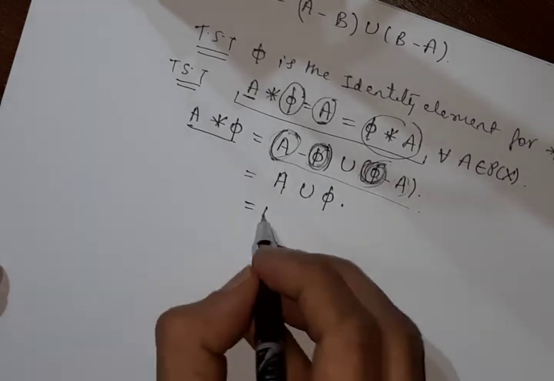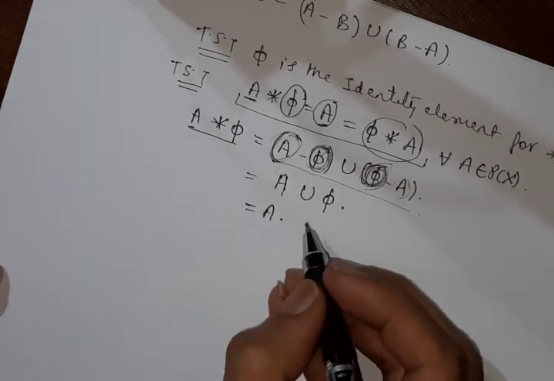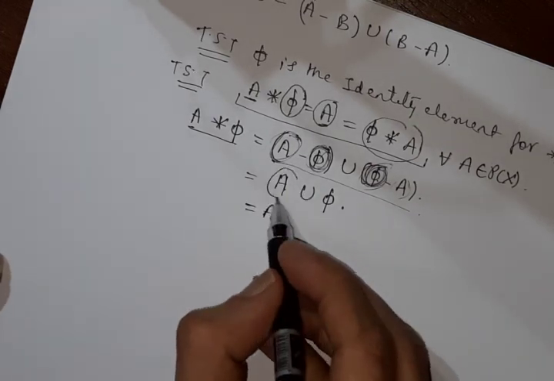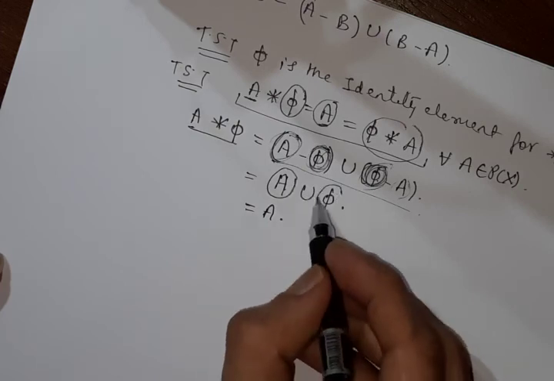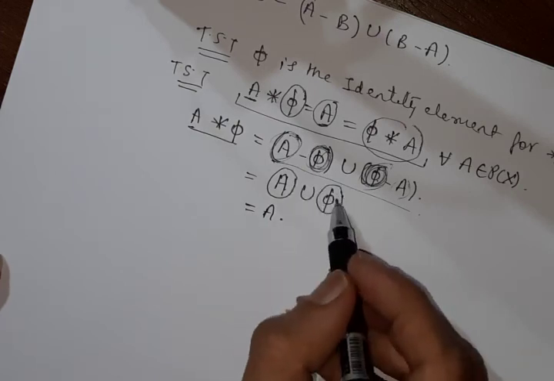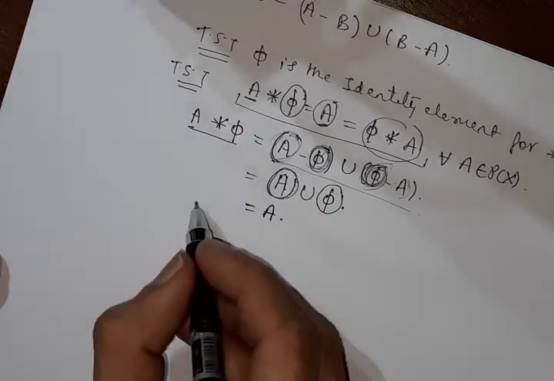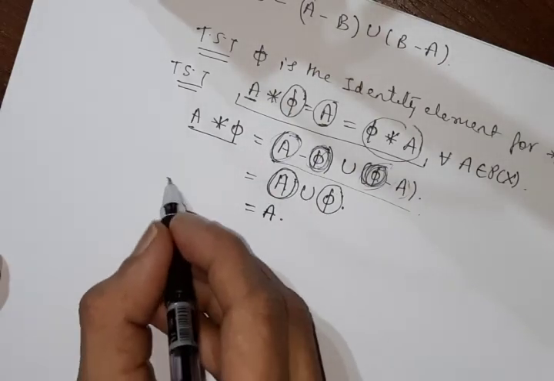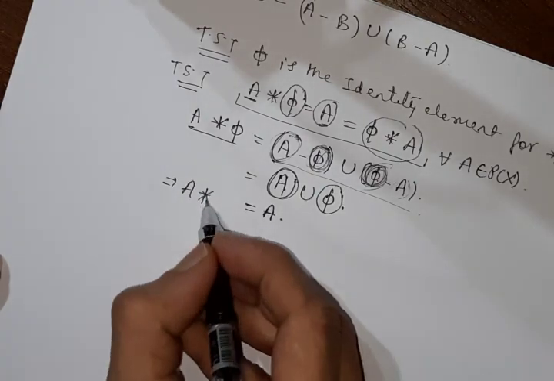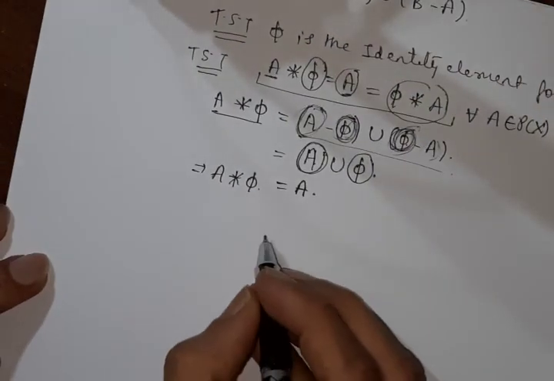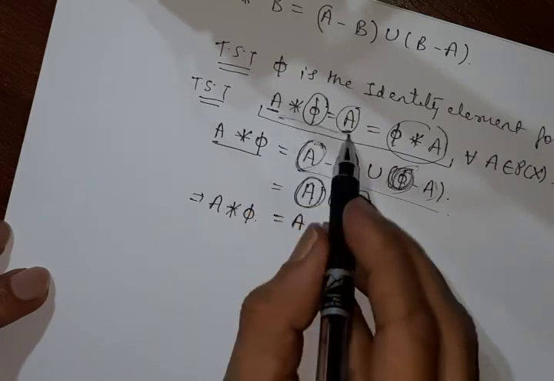So this will be equal to what? A union empty set is A. All the elements of A and all the elements of the empty set, but there are no elements in the empty set, so only all the elements of A, so that is A, right. So this is what? A star empty set we got. That was the first equation.